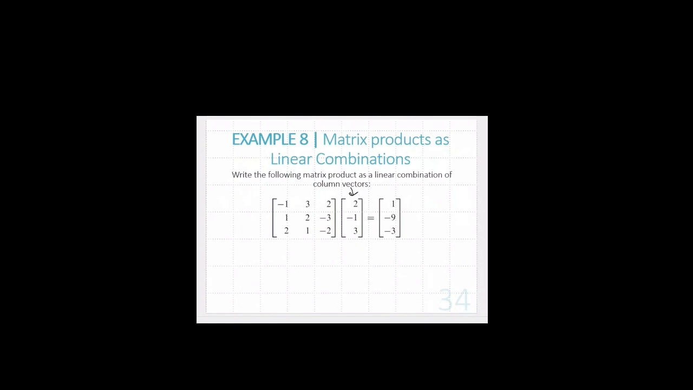Here you could be breaking these down. So this 2 could be times this first column vector here, minus 1 times 3, 2, 1, and then plus 3 times 2, negative 3, negative 2. And as you will notice, you'll get an answer as well. So this kind of resembles the format of linear combinations, correct? Does everybody kind of see that?